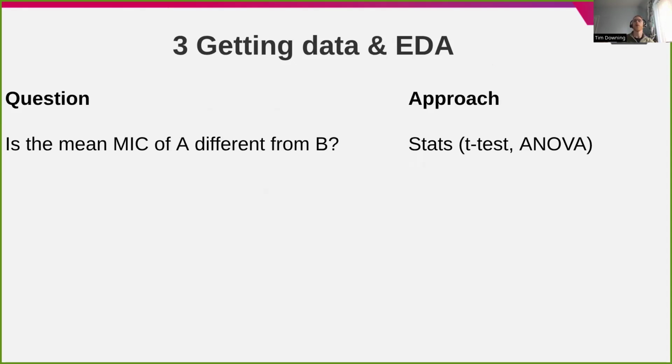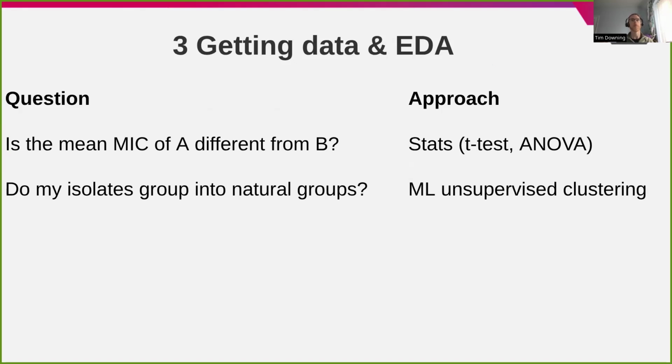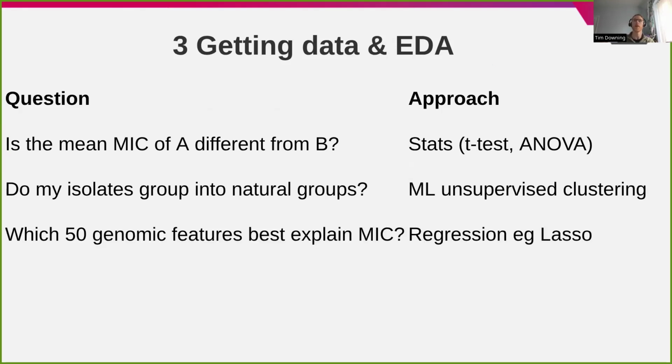So we can apply these kinds of approaches to many different questions. For example, you might ask, is the minimum inhibitory concentration of sample species A different from species D? One way of doing that statistically is to simply use forms of linear models, t-test and ANOVA. You might ask, do my isolates group into natural groups, where I might use some sort of unsupervised clustering technique to assess that, such as PCA.